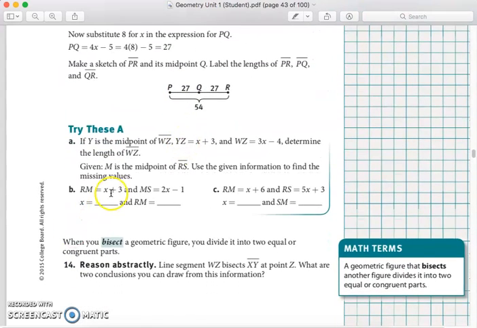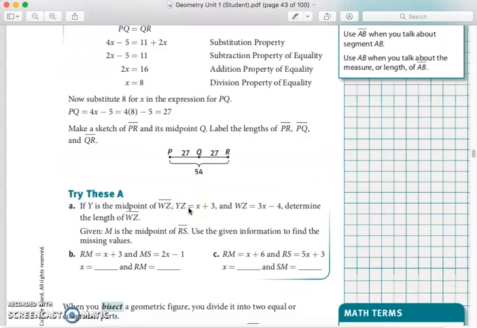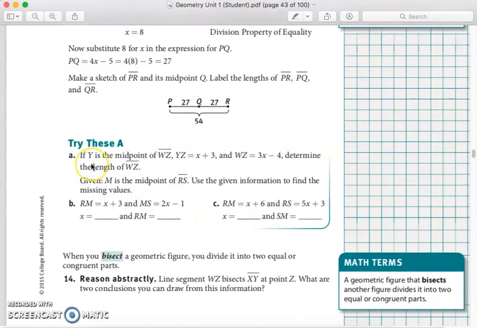Alright, so go ahead and pause the video and try B and C. I'll tell you that one of them is like this example and one of them is like part A. So see if you can find the solutions to both of those, and then we'll go over it.